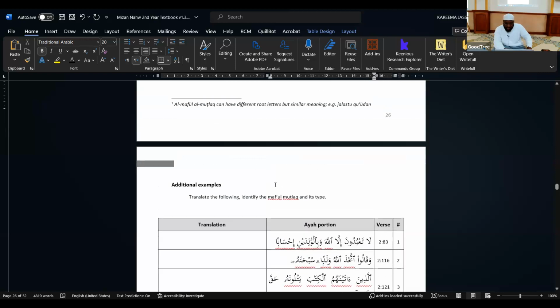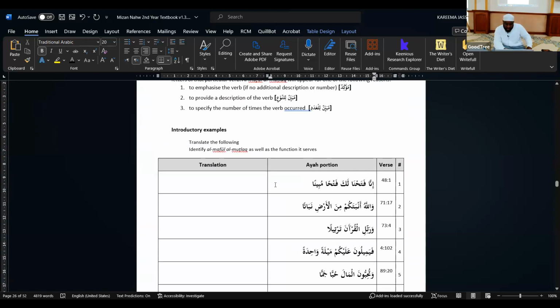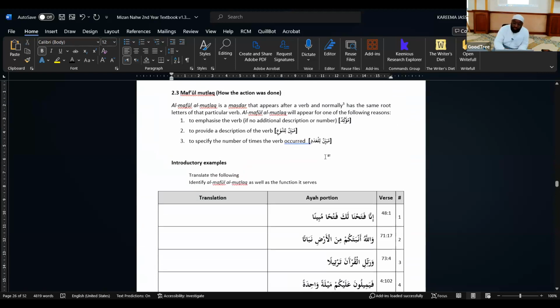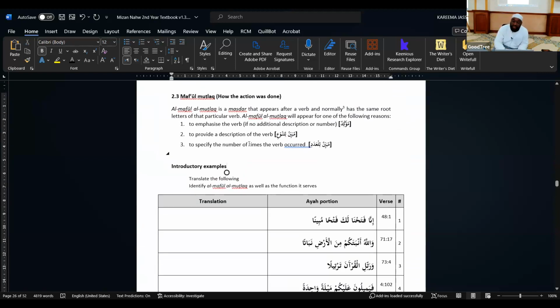Inshallah. You will notice that the instruction on both pages is maf'ul mutlaq and also explain the function. Right? So you can do this: if it is to specify the number, then write 3 next to it in brackets. If it is to describe the verb, then write 2. If it is simply for emphasis, then 1. Okay? You understand that? So for example, over here, you would have written 2. Can you see that?